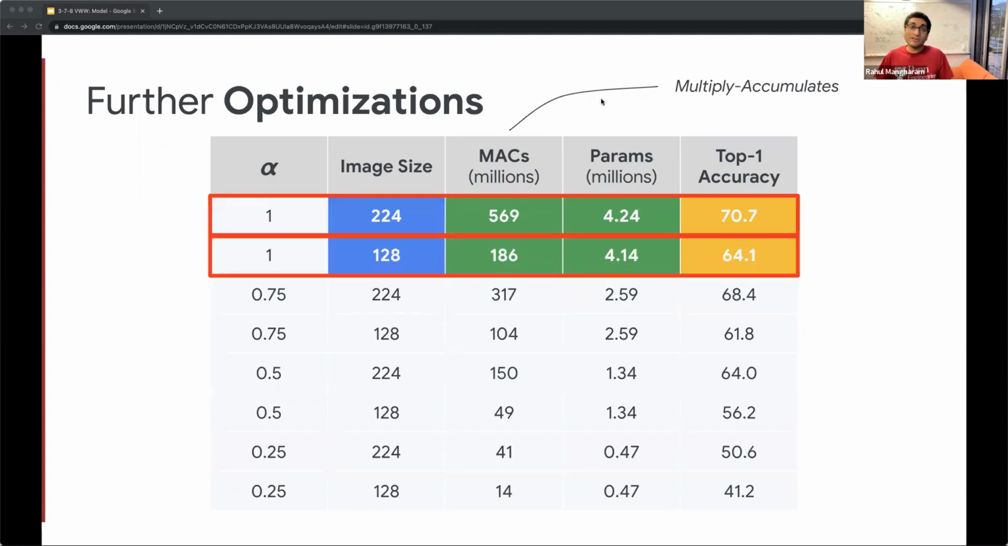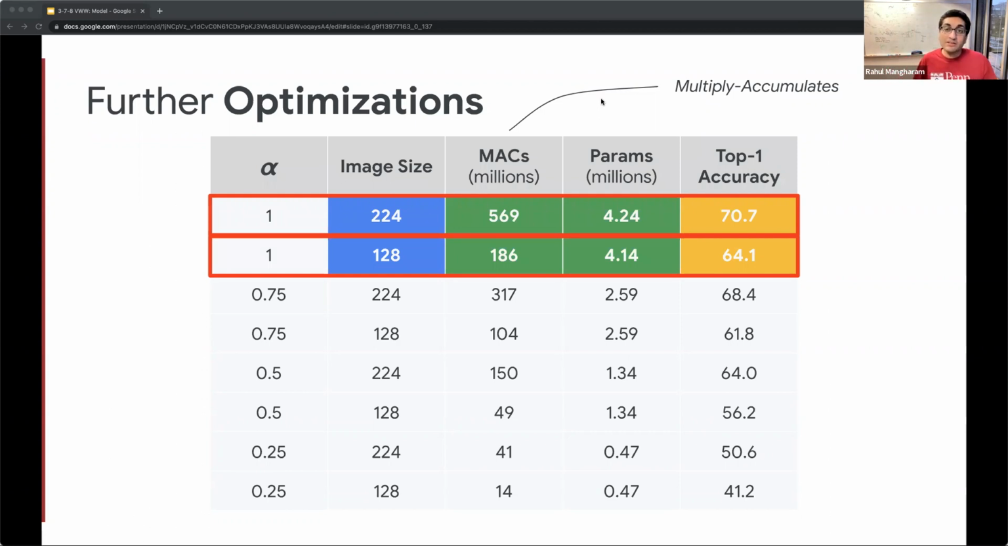Another way of controlling the knob is actually deciding how big or small the image is that we're going to be inputting. Previously, I showed you a cat image, which was 224 by 224 pixels. And then we can shrink that down even smaller to 128 by 128. Of course, we're going to take a hit on accuracy, but look at the number of multiply accumulates that you have to perform. It's a remarkable drop in there. And that's huge compared to having the same alpha. That's the critical message I'm going after here.